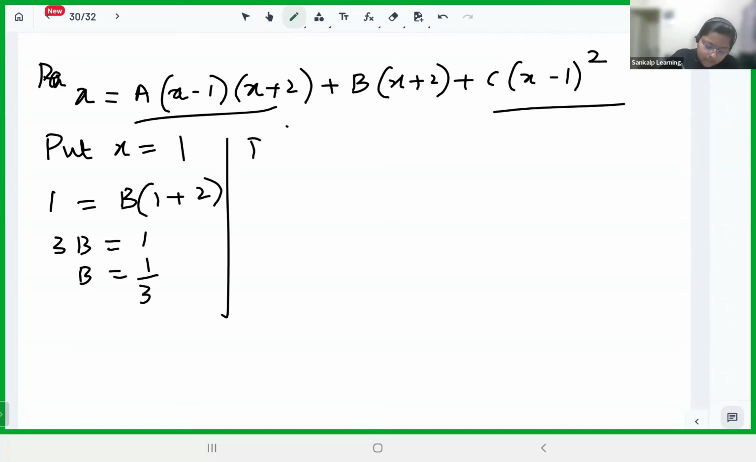Okay. Now put x is equal to minus 2. Put x equal to minus 2. Okay, so if you put x equal to minus 2, now what happens?